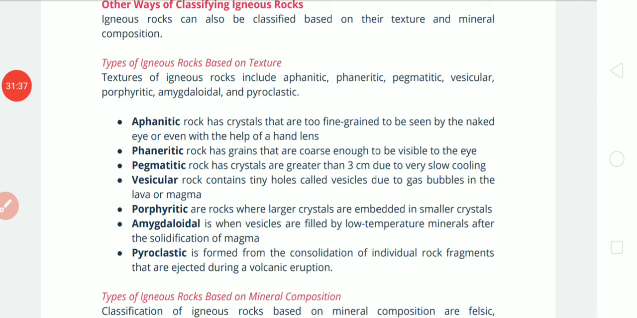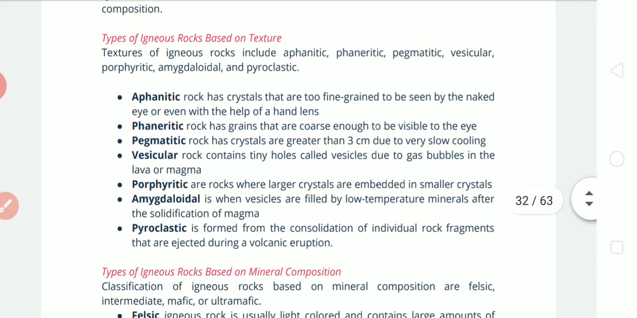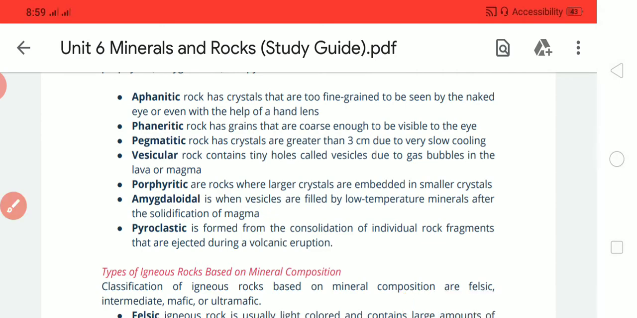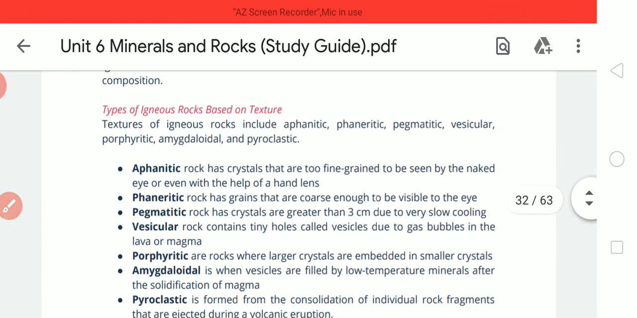Alright, so we have here other ways of classifying igneous rock. Igneous rock can be classified based on their texture and their mineral composition. So we have here the different types of igneous rocks based on, first, texture. So texture muna ang i-discuss natin.